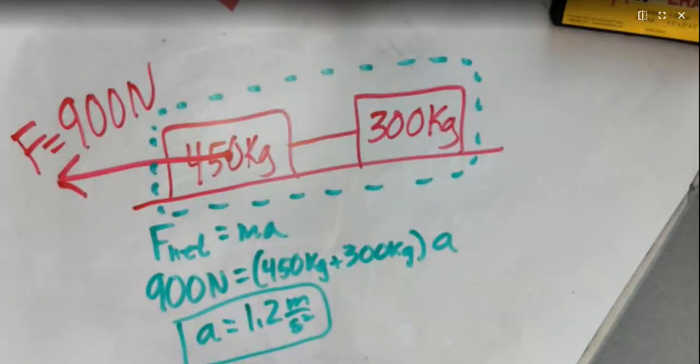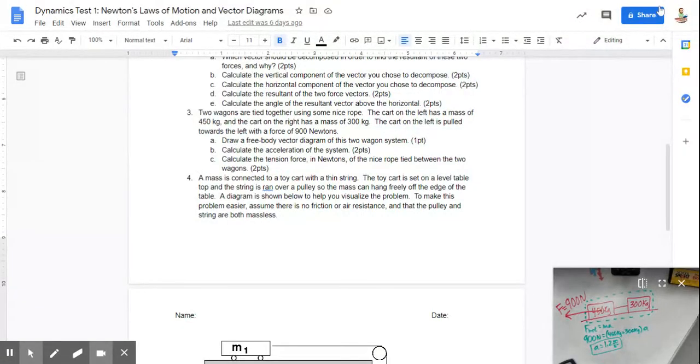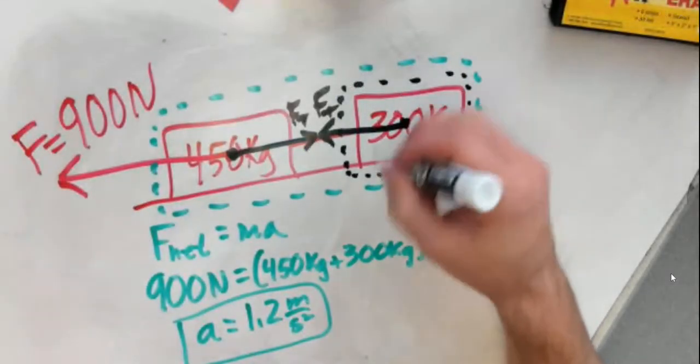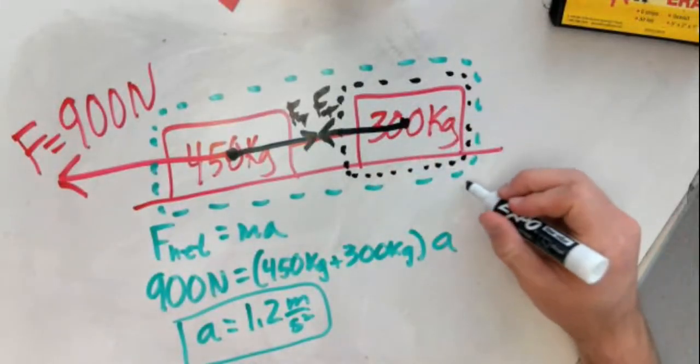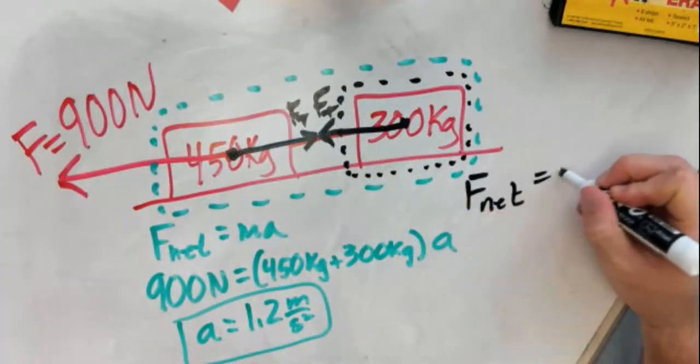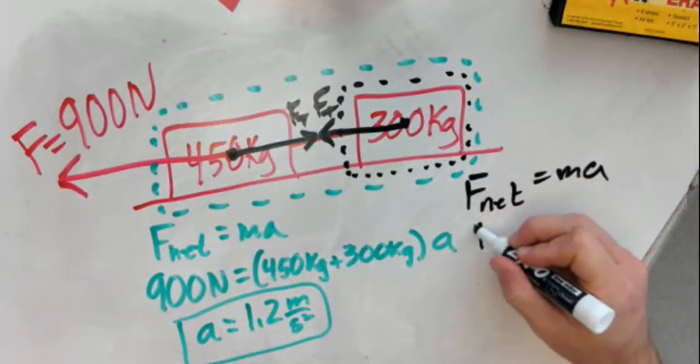And then the next part of this question says, find the tension force. This is 3C. So to do that, you only want to look at one of the blocks. They both have a tension force, Ft. This one has tension pulling this way, Ft. I'm going to look at the block on the right, because there's only one force acting on it. So I'm going to do Fnet equals ma again. But Fnet in this case is just the tension force.